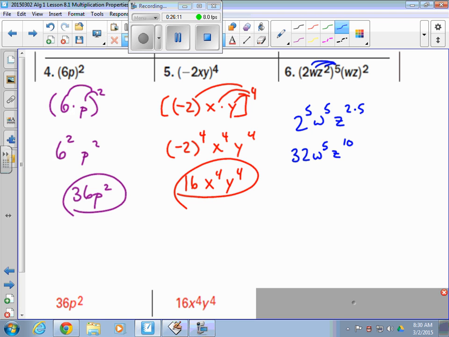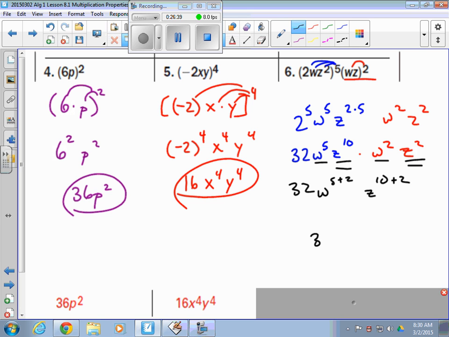That's that part. The other part is w squared, z squared. So times w squared, z squared. Now put your like bases together. W to the fifth and w squared will be w to the 5 plus 2. And z to the 10th times z squared is z to the 10 plus 2. So we have 32 w to the 7th, z to the 12th power.